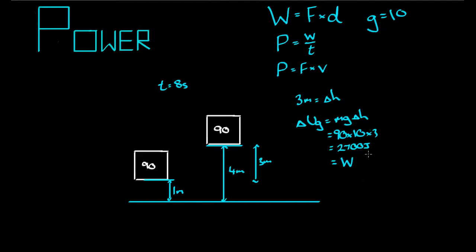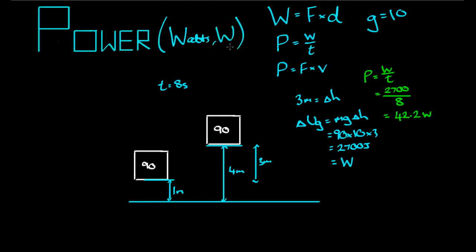So this is the first type of question, where we figured out the work, and now we use the time to figure out the power. So the power is equal to the work over the time. That's 2,700 divided by 8. And I have that coming to 42.2 watts, because power is in joules per second, and that's another way of writing watts, big W.